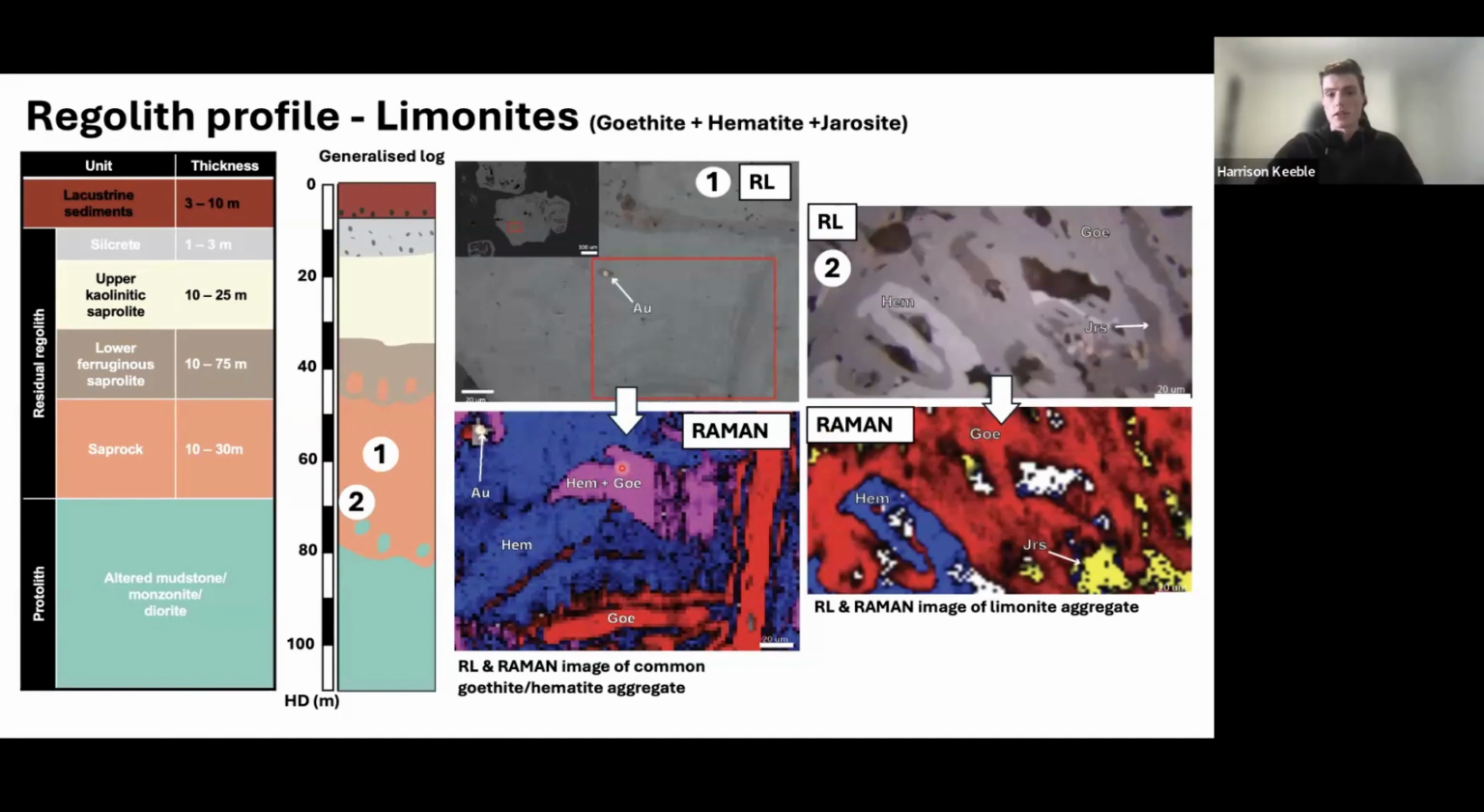This was really vital in the initial stages of the work to figure out exactly what minerals were associated with the gold. You can see here a visible gold grain, and I really wanted to know what this gold grain was within.